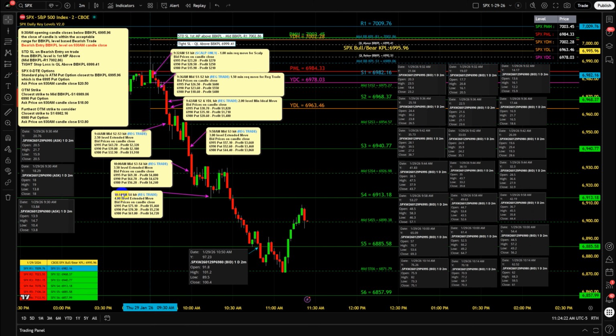69.95 put on the 10:14 a.m. S4 hit. 75.10 on the bid on the candle close. Profit $5,460 per option. 69.90, 70.30. Profit $5,230 per option. 69.80, $61. Profit $4,720 per option.